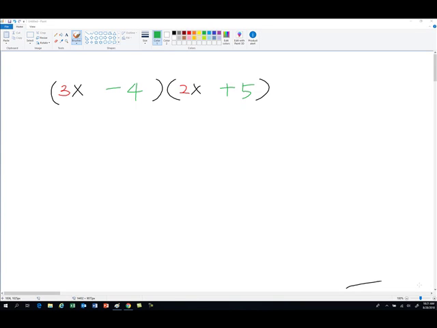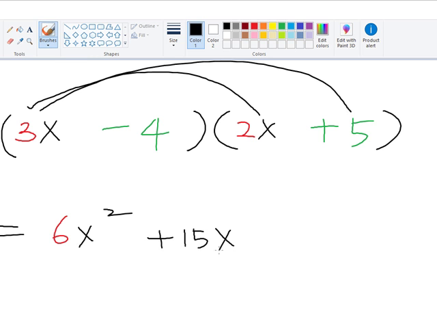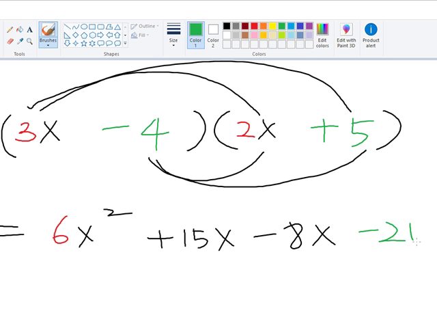I want to go over multiplying and factoring, and so let's assume that we want to multiply first. So then you must distribute 3x times 2x. You all know that's 6x squared. Now you multiply these two, they give you plus 15x. You multiply these two, that gives you negative 8x. You multiply these two, they give you negative 20.